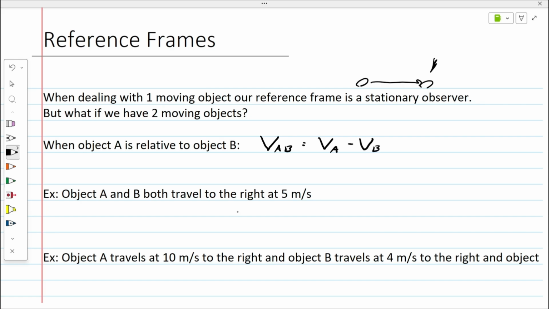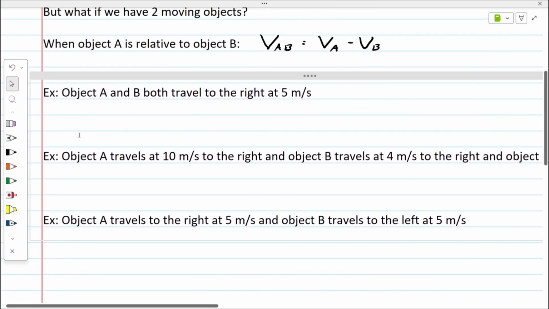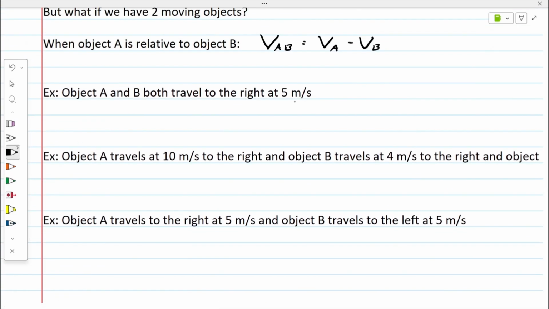So let's see this with a few basic examples to understand what's going on here. Let's say object A and object B are both traveling 5 meters per second to the right. So if we were to use this equation, VAB is equal to VA minus VB.